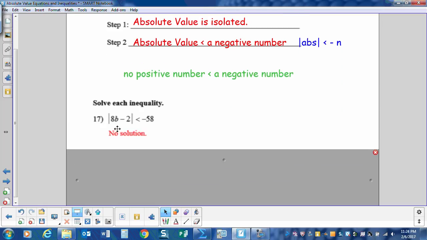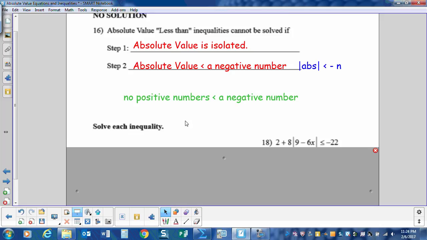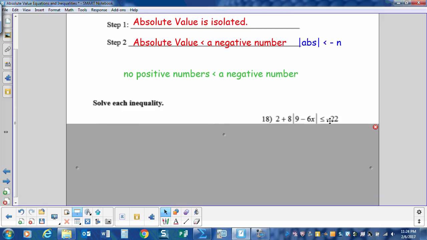So here we have an example of that. We have an isolated absolute value that's less than a negative number. Since this is positive, no number is less than a negative number, so there's no solution. Now on 18, we do have this absolute value inequality equal to negative 22, but we can't determine whether there's no solution or not until we isolate the absolute value. So go ahead and do that.